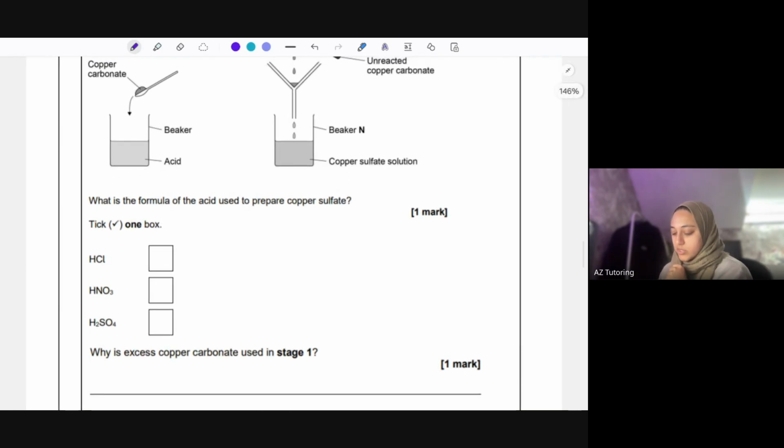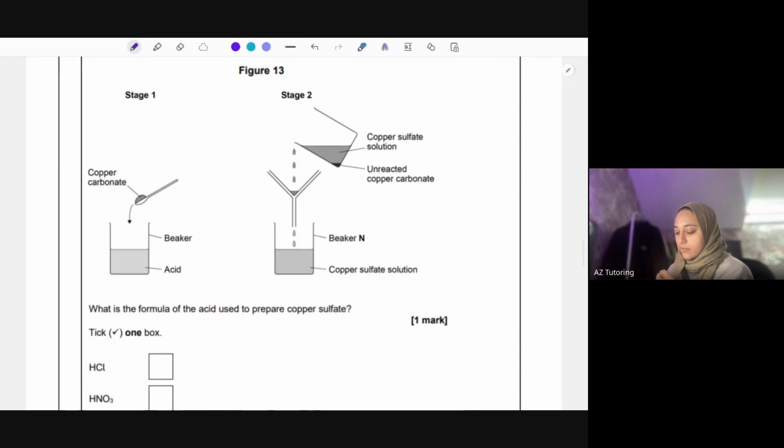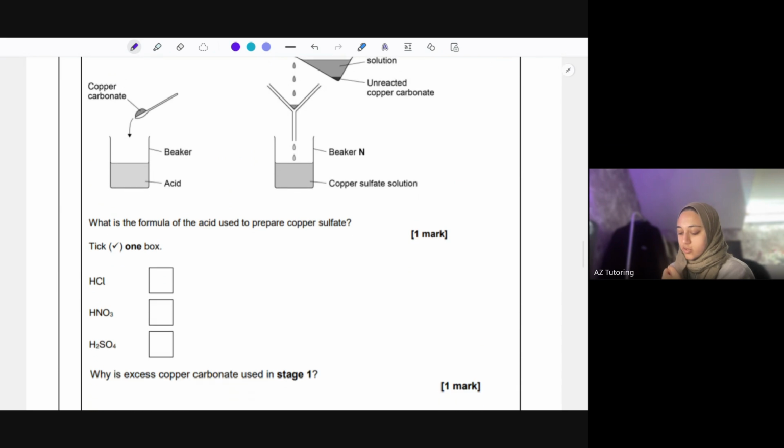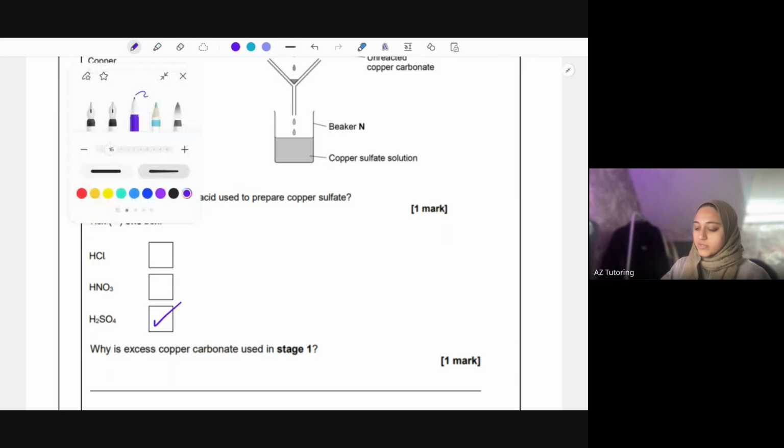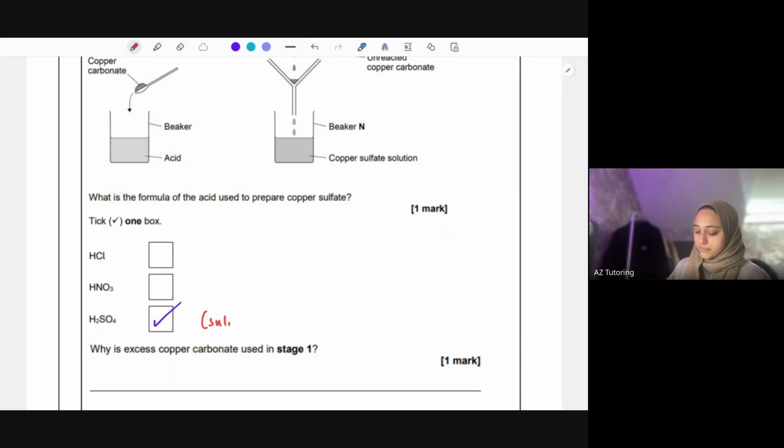What's the formula of the acid used to prepare copper sulfate? Now, if the copper carbonate is changing to copper sulfate, we need an acid that has that sulfate in, and we can see the sulfate ions here. So it's sulfuric acid. Make sure you know the names of these. So that's sulfuric acid.